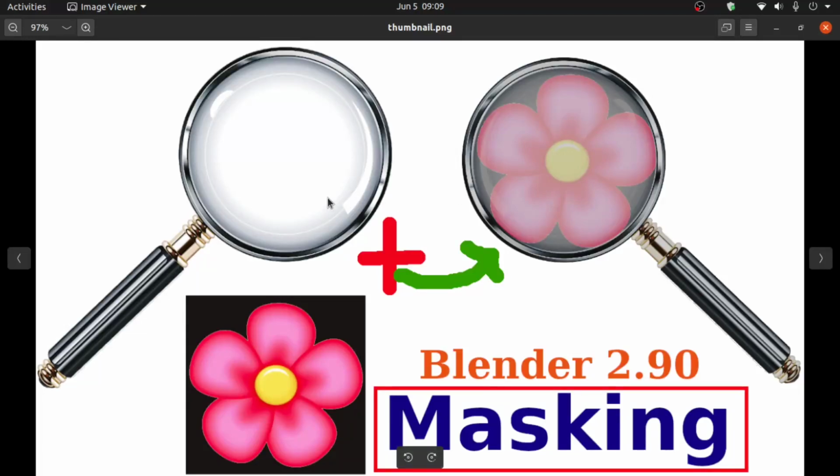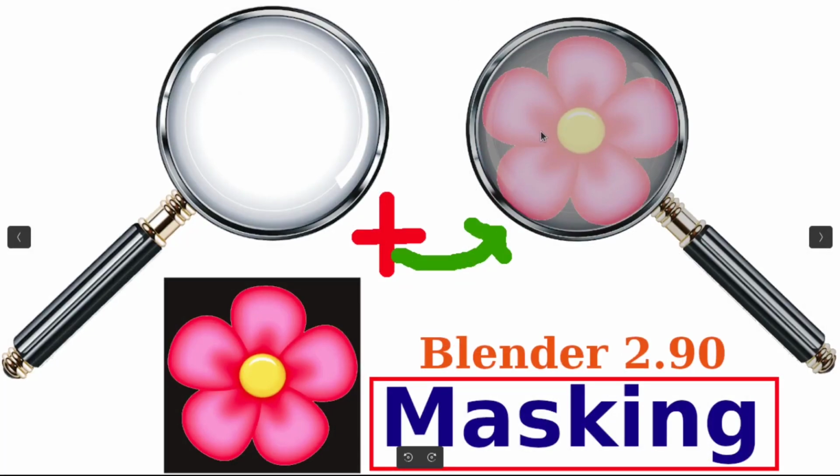Hello friend, in this video you will learn how to combine two images in Blender. This is a magnifying glass and this is a flower. I have combined these two images and this is the output. You can also notice that it has a glass effect.